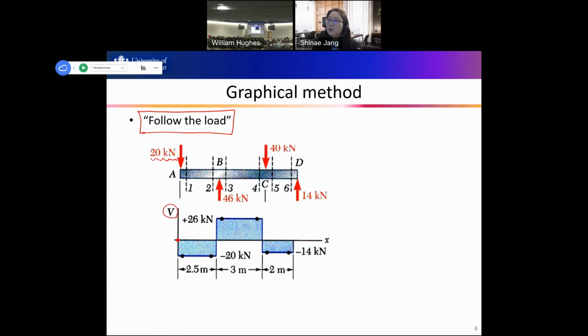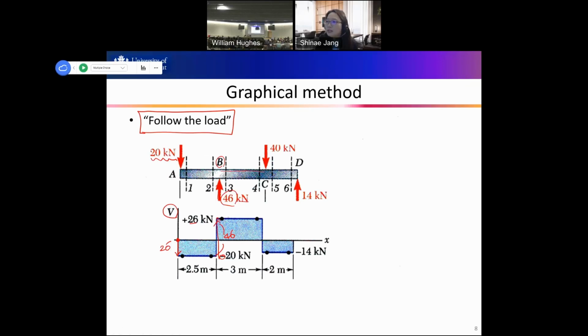So at A, we have 20 kilonewtons, right? And the direction is downward, so we go down by 20. So this is 20 kilonewtons. Go down, so it should be minus, right? And then at B, we have 46 kilonewtons upwards. So from minus 20, we go up by 46 kilonewtons, and then it results in 26 kilonewtons, right?